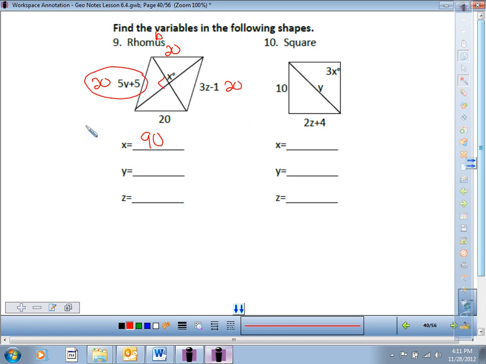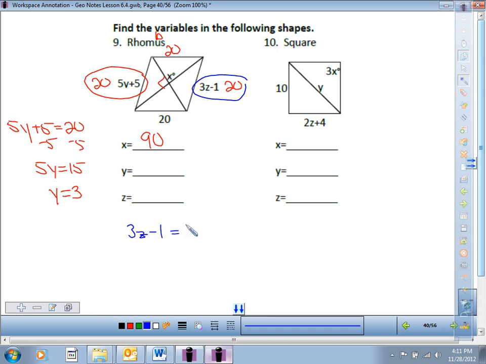There's one right there. I know that that side with 5y plus 5 has to be 20. And then we can solve that real quick. Minus 5, minus 5, 5y equals 15, y equals 3. Now I also know on this guy that, hey, this guy over here is another equation. 3z minus 1 equals 20. We add 1, we get 3z equals 21. And you divide by 3 and you find that z is 7. So we know z is 7 and y is 3.